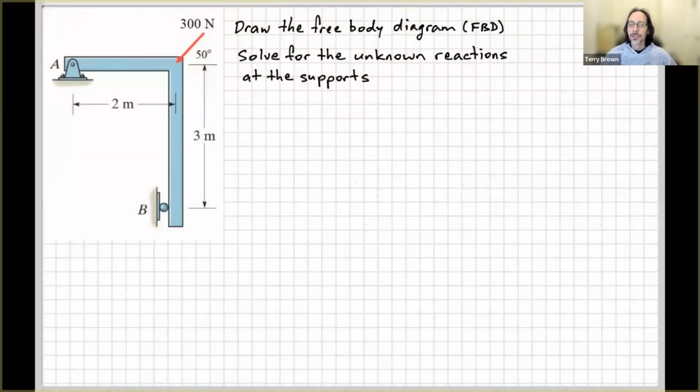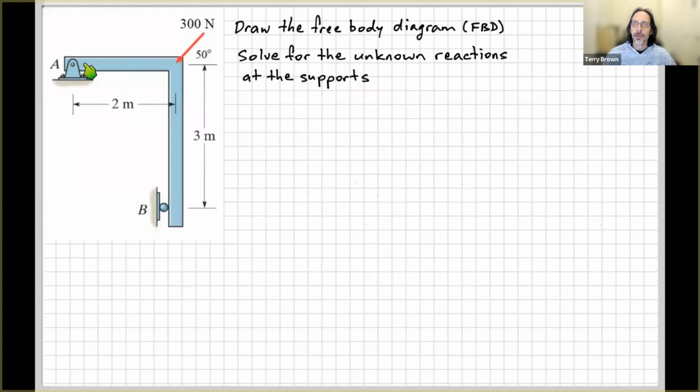All right, so this is the problem. Simple rigid body equilibrium problem. We have a rigid body with a load applied and some constraints here. So the first thing we need to do is draw the free body diagram. And once we've done that, we can solve for the unknown reactions at the supports.